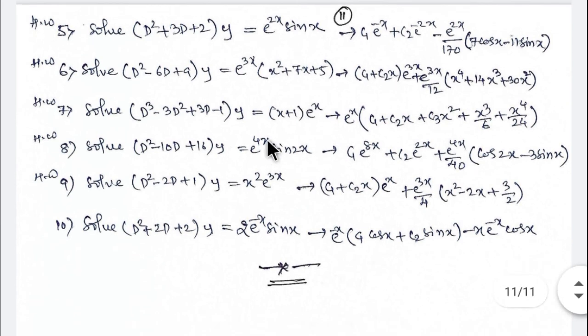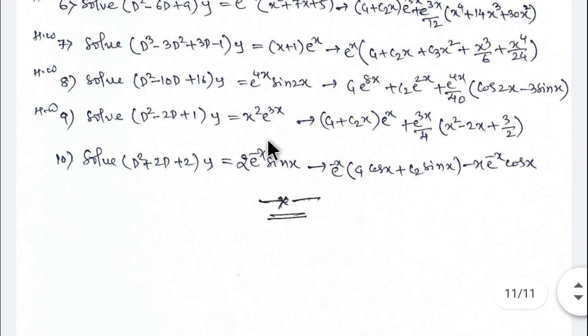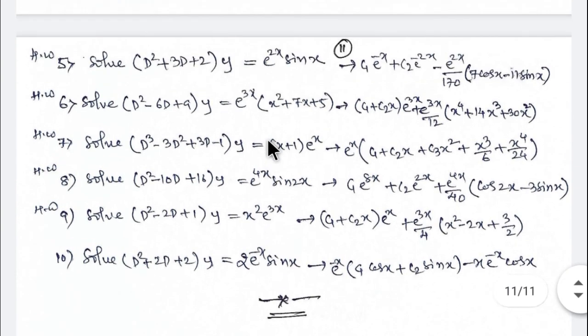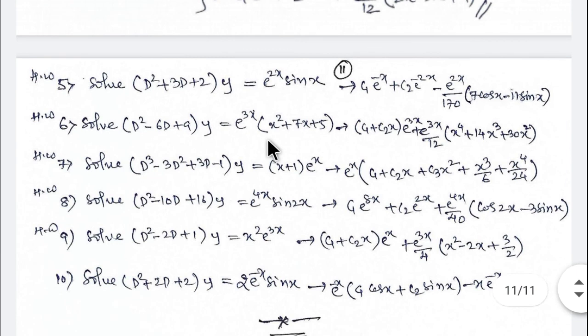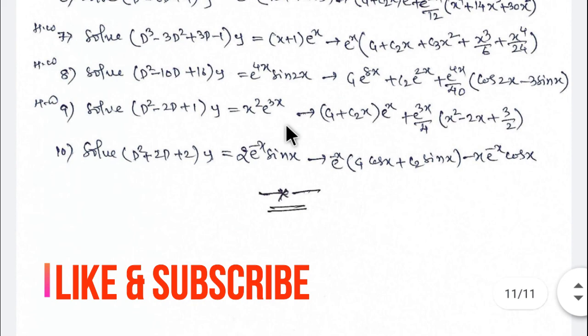In the next video I will explain the next topic. This completes higher order differential equations, that is, linear differential equations with constant coefficients. I think with this, Unit 1 is completed.